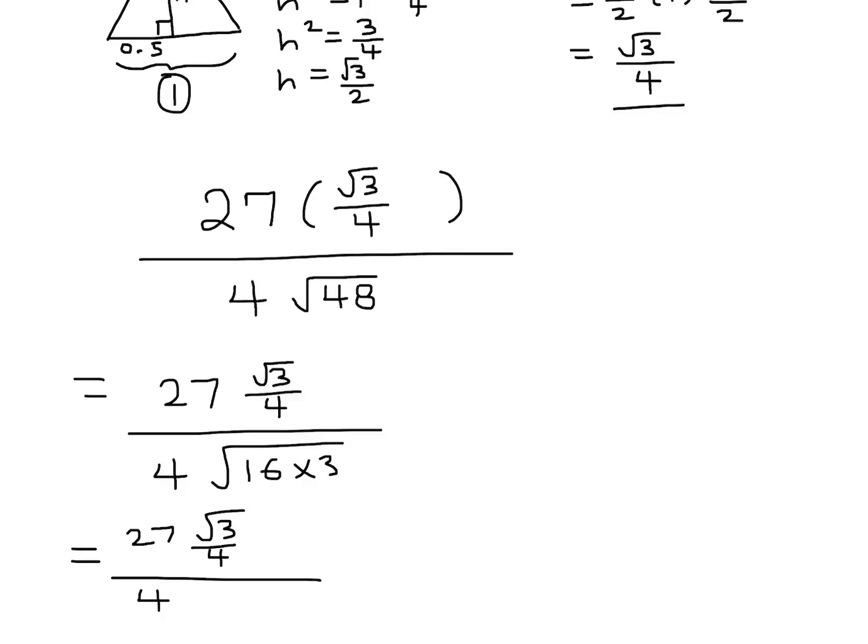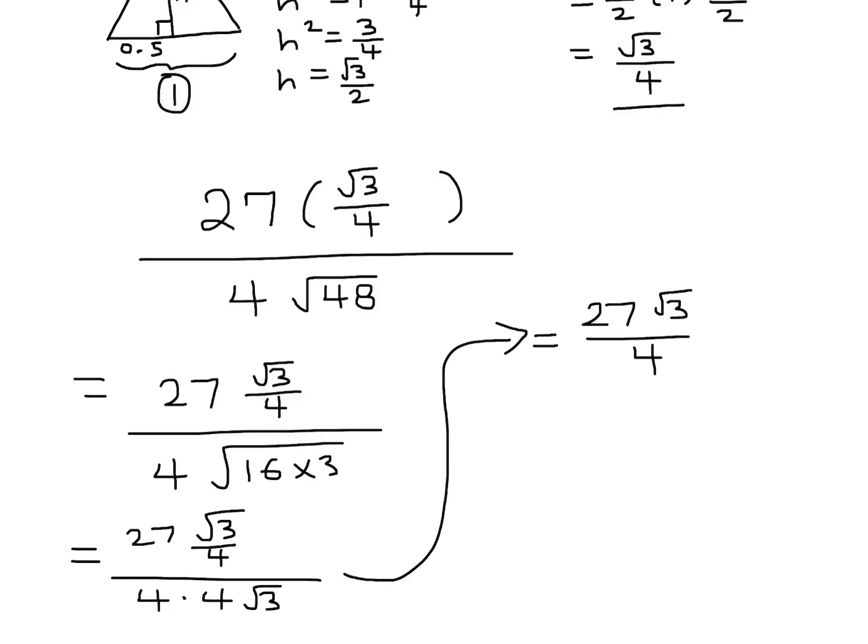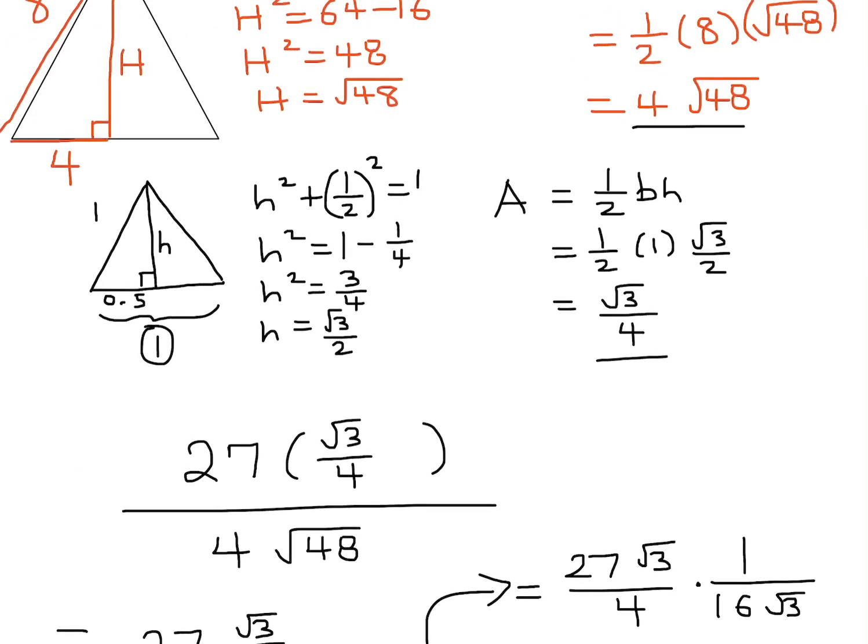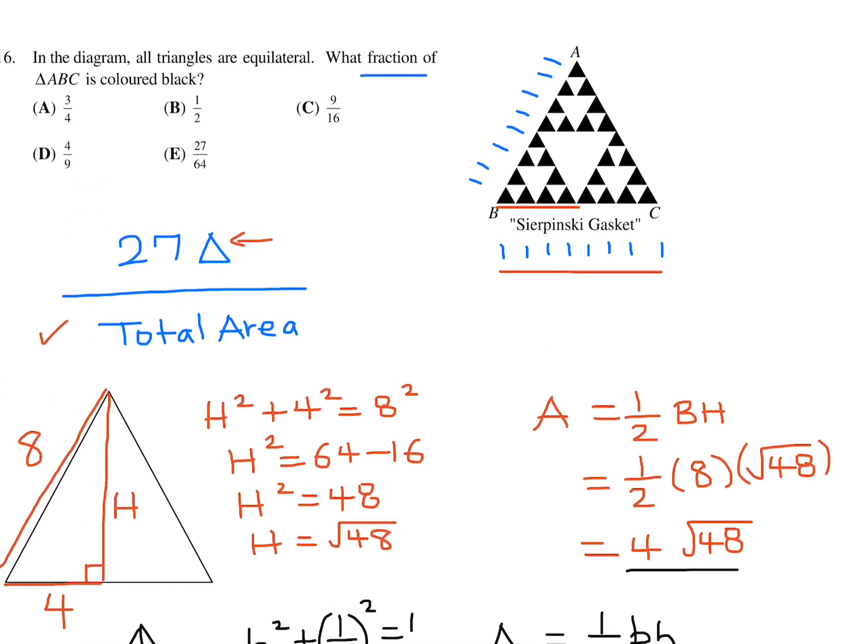This is 4 times 4 root 3. And then we have 27 root 3 over 4. If we invert and multiply, we get 16 root 3. And the good news is that the root 3's cancel. So we just get 27 over 64. Now let's see if 27 over 64 is one of the answers. It is. Choice E.